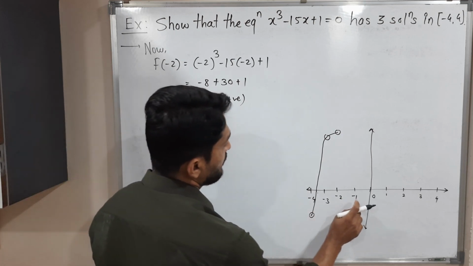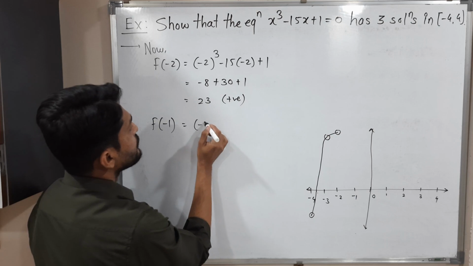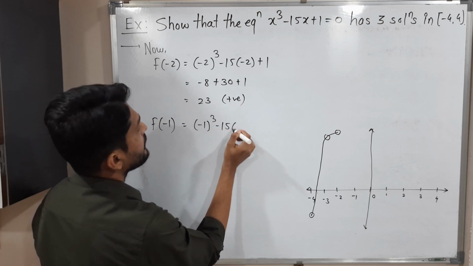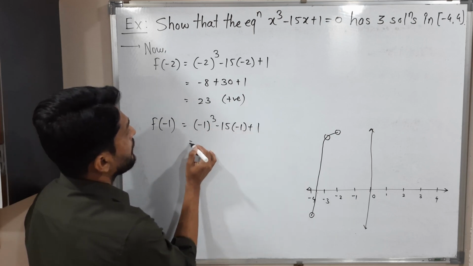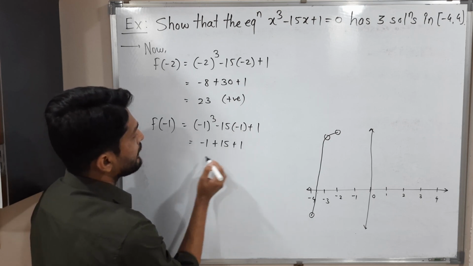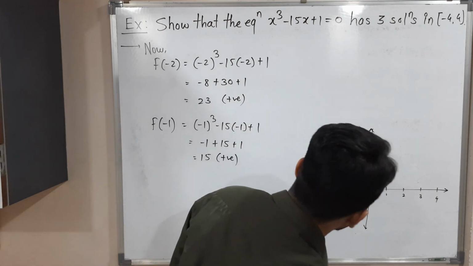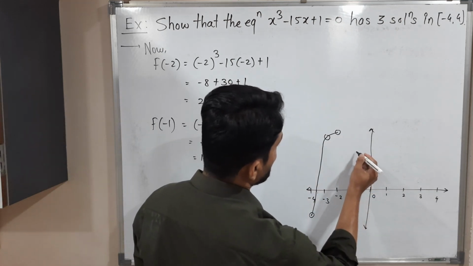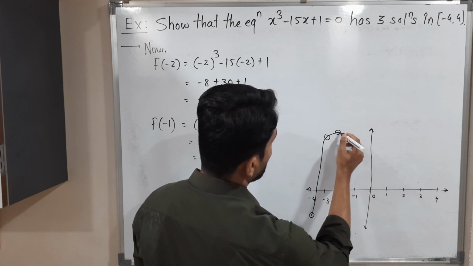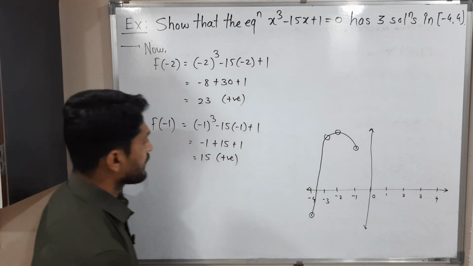F of -1. I'm going to find a value at -1. I'm going to put -1 here. -1 cube minus 15 into -1 plus 1. -1 cube is -1, minus 1 and plus 1 cancel, and 15 is positive again. So at -1 also we are getting a positive value, which means no solution. Okay, let us move further.